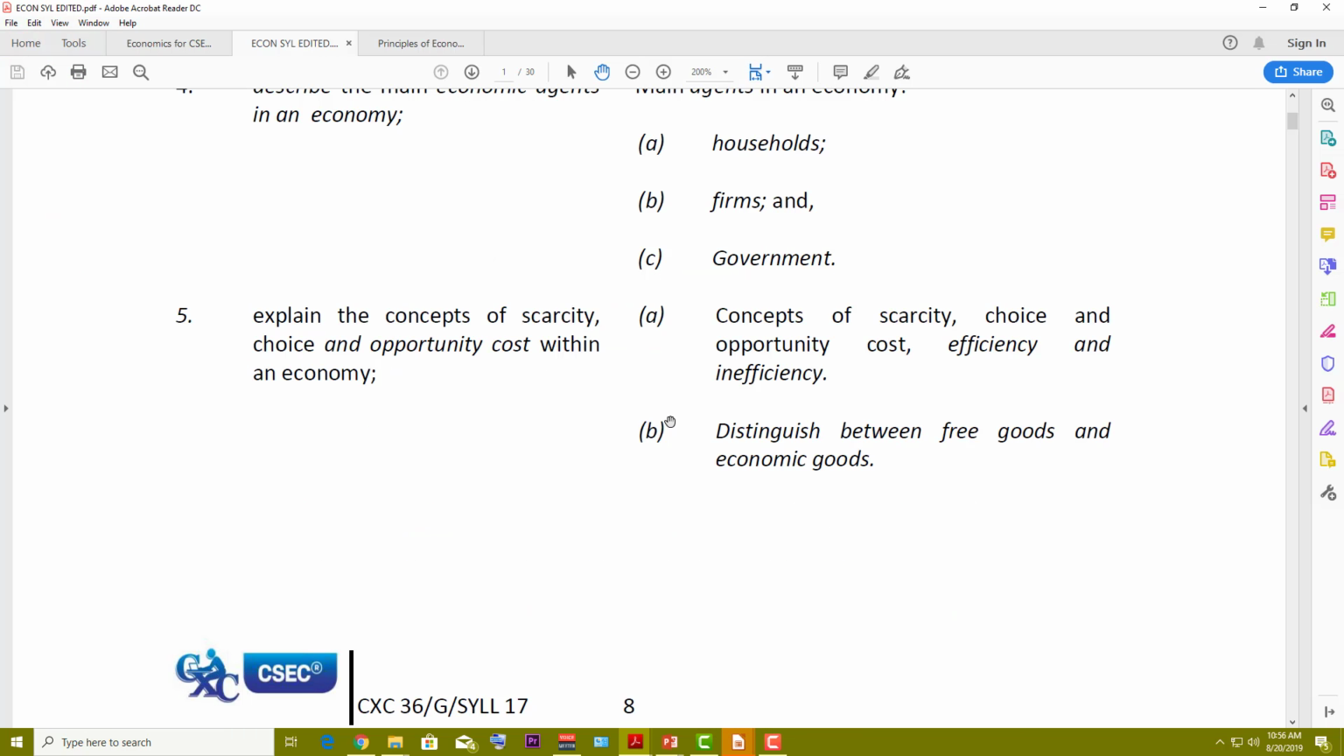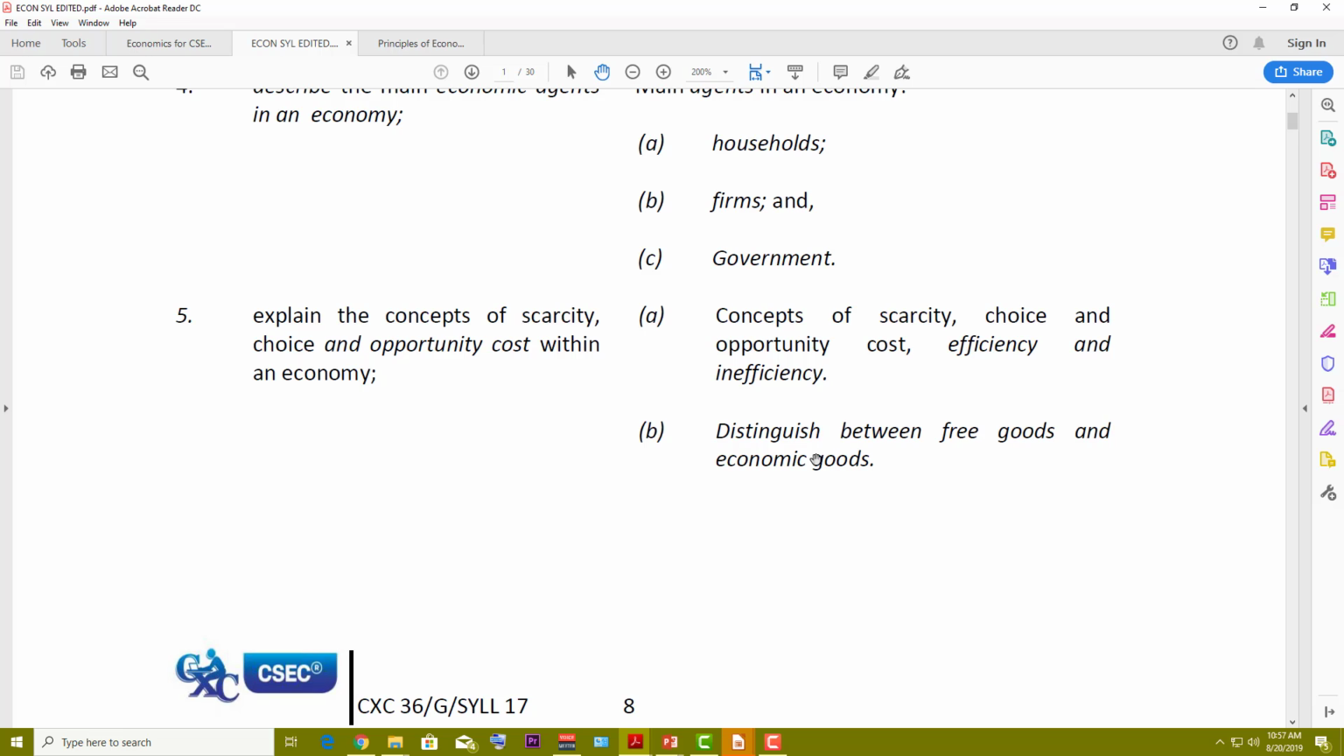So let's look at the last part for this video. We're going to look at Objective 5, Section B: distinguish between free goods and economic goods. Simply put, free goods are those goods that are available in nature. Those are literally free. Air, sunlight, those kinds of things. Those are what we call free goods. They are goods that don't require resources to be made. So free goods are goods that are free by nature. God gave them to us. Sunlight, the air, those things, you cannot really charge for them.